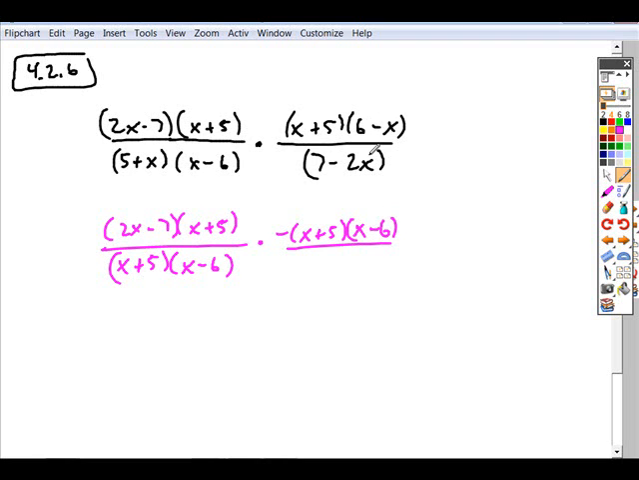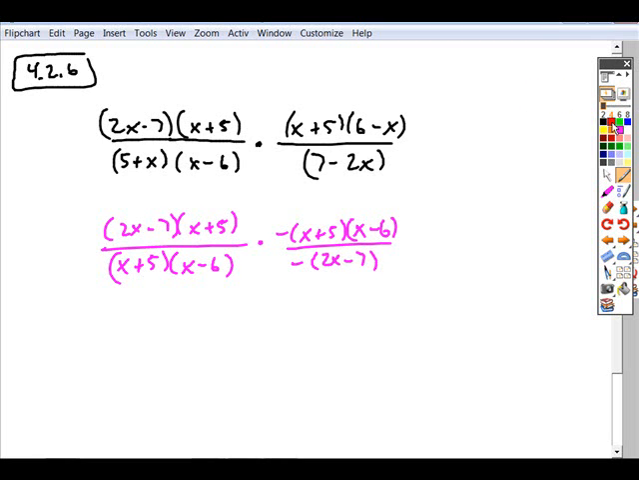And I'm going to do the same thing with this denominator's factor. The terms are switched, and there's a negative in front of the x, so I'm going to factor out a negative. And the 7 becomes a negative 7. I write that second. The negative 2x becomes a positive 2x, and I write that first.